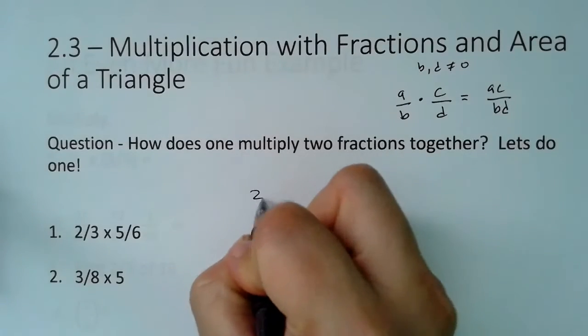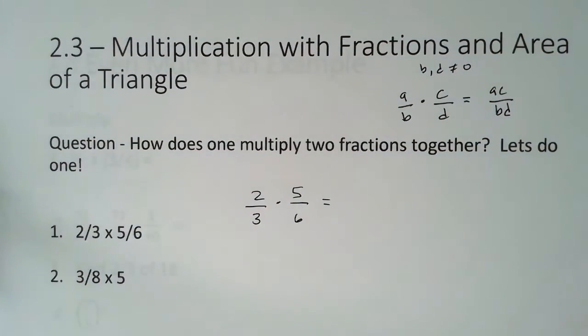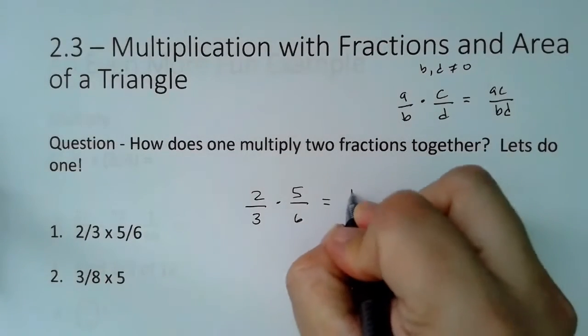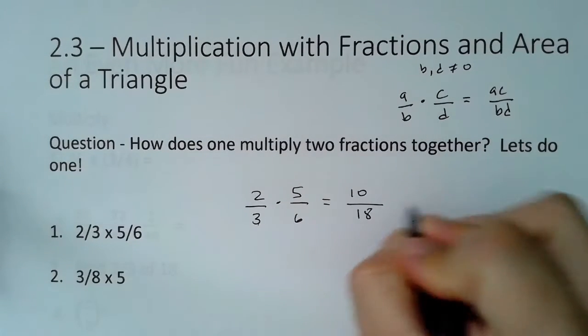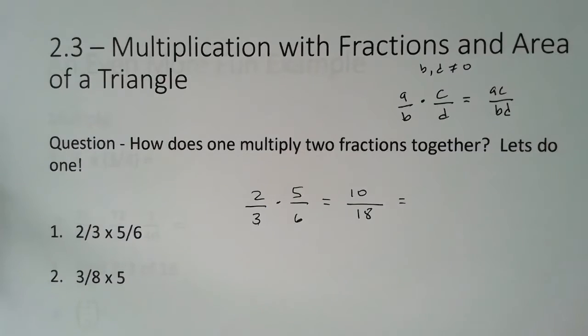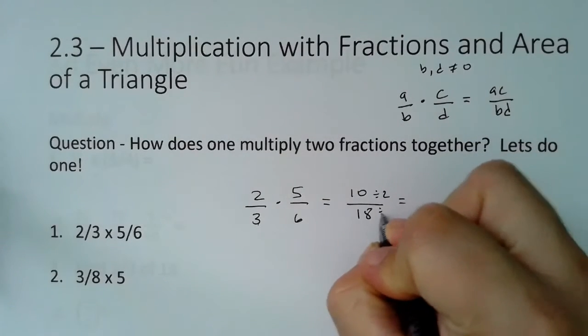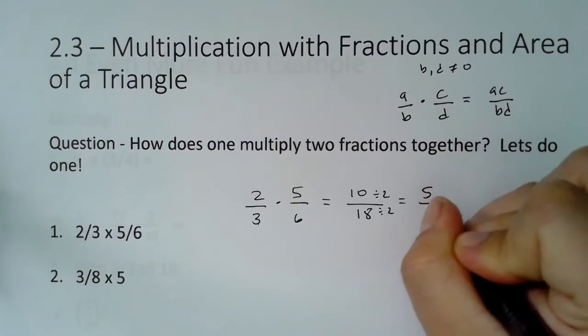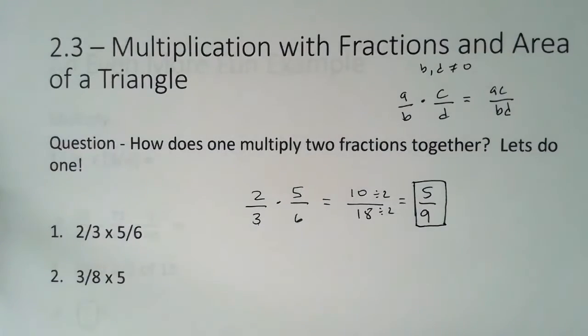Now let's go ahead and do an example. So 2/3 times 5/6. We would just multiply straight across: 2 times 5 being 10, and 3 times 6 being 18. And then of course we would reduce if possible. Both of these are divisible by 2, so if I divide top and bottom by 2, this would be 5 over 9. Okay.